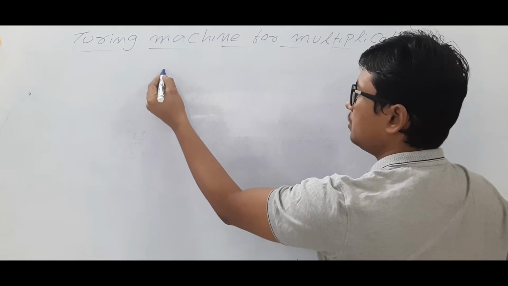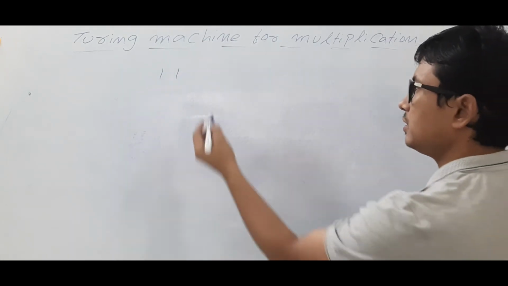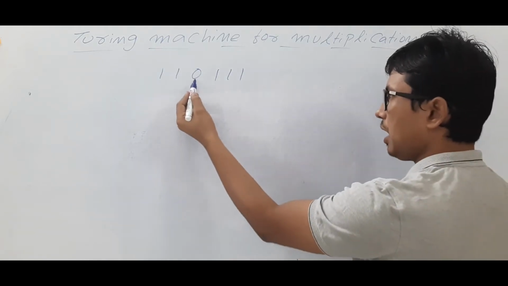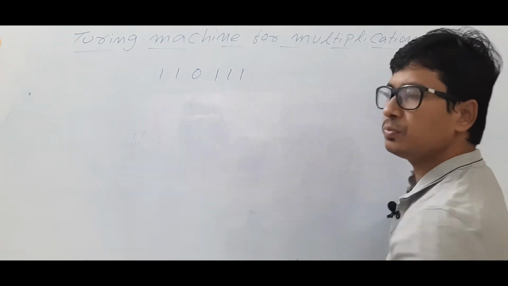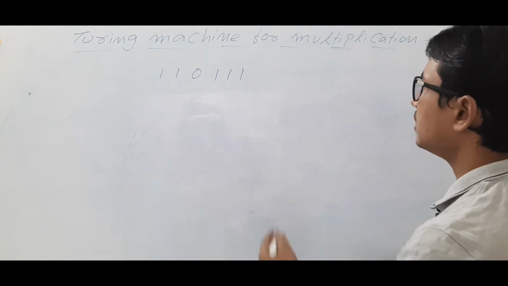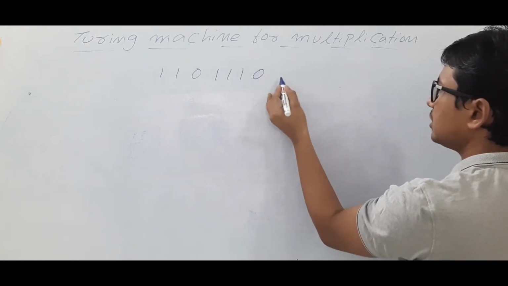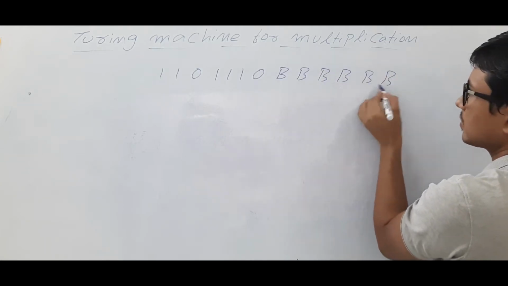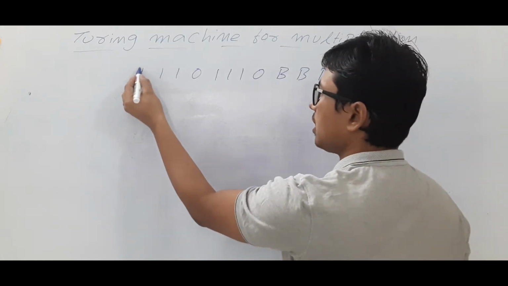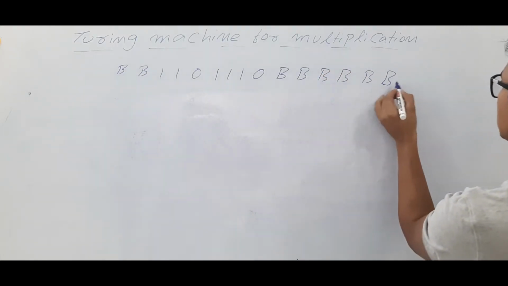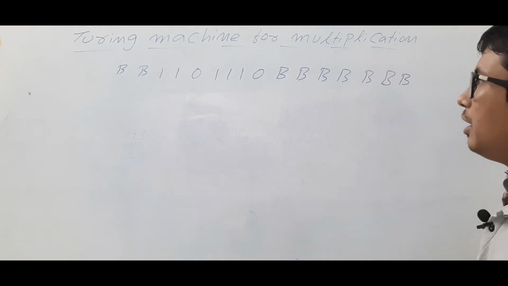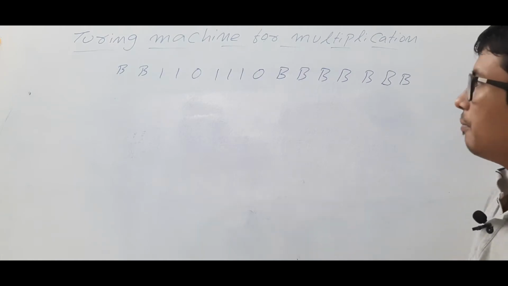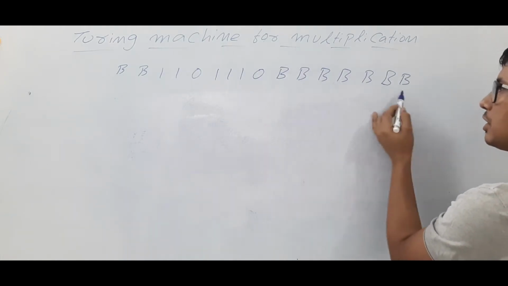Let's take that I have 2 ones as one input, and 3 ones as another input. Now you have a 0 for separating both the inputs, acting as a delimiter. Then you will have certain number of blank symbols on this side as well. You can ask me, sir, this side you kept only 2 blanks, and this side you kept so many blanks, why so? My objective is that here I want to keep the output.